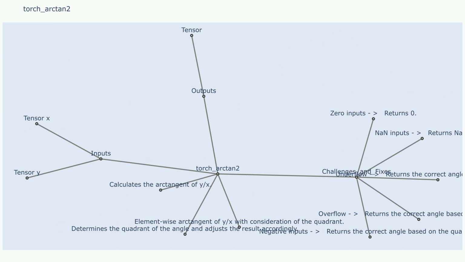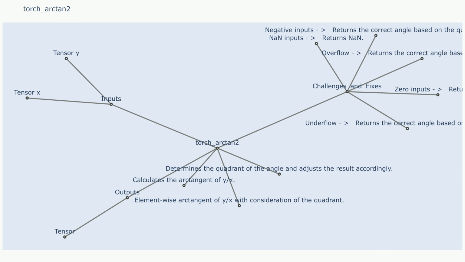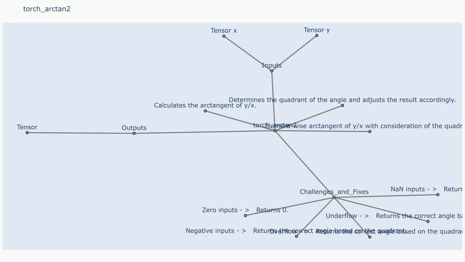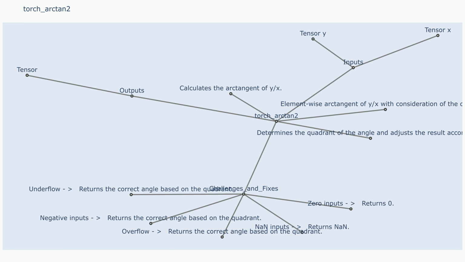Challenges and fixes. Challenge 1, division by 0. Sample use case that resulted in challenge 1: when the x-coordinate, input 2, is 0, the division by 0 error occurs. Fixes to challenge 1. The function handles this case by setting the output to pi/2 or -pi/2 depending on the sign of y.